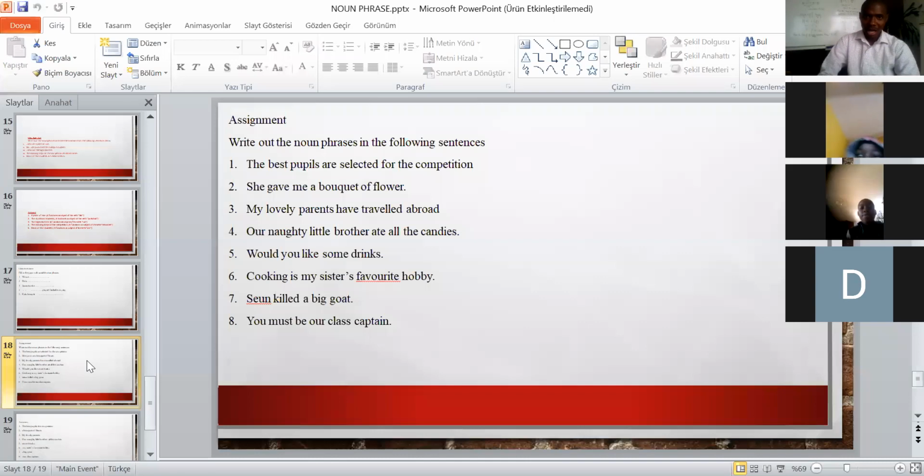One, the best pupils are selected for the competition. You could have 2 noun phrases in the sentence. She gave me a bouquet of flowers. My lovely parents have traveled abroad. Our naughty little brother ate all the candies. We like some drinks. Cooking is my sister's favorite hobby. She won't kill a big goat. You must be our class captain. So I want you to write down your answers, 1 to 8. The noun phrases there.